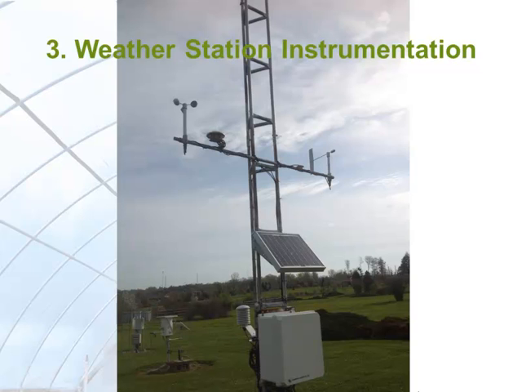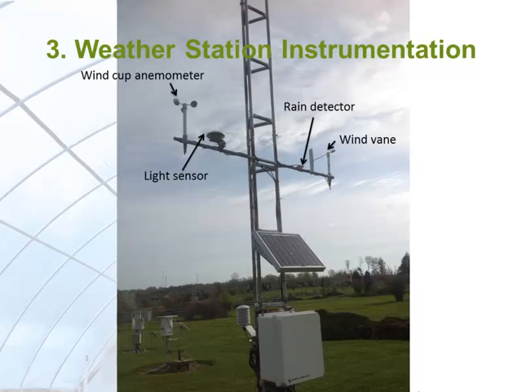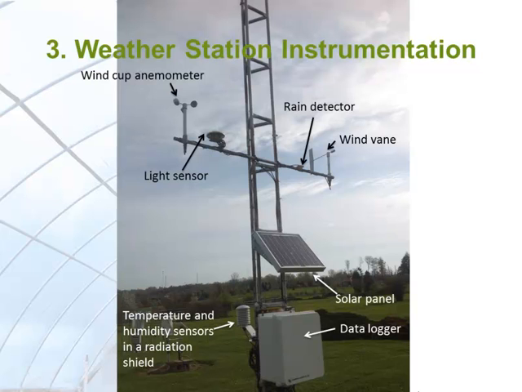Okay, let's go over the sensors mounted on the tower. On the top left is a wind cup anemometer. Next is a light sensor, then a rain detector, a wind vane for wind direction measurement, temperature and humidity sensors in a radiation shield, a data logger, and a solar panel. Even though we did not discuss a data logger or a solar panel earlier, they are nice additions for a remote weather station.